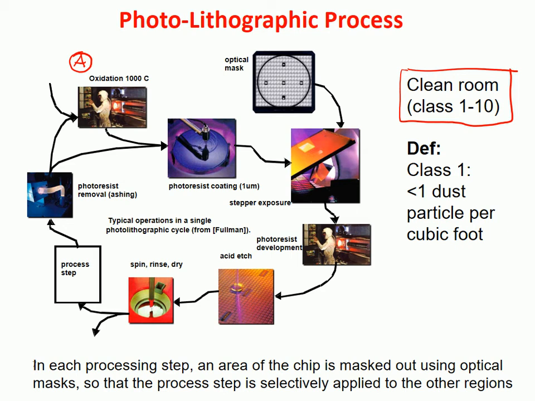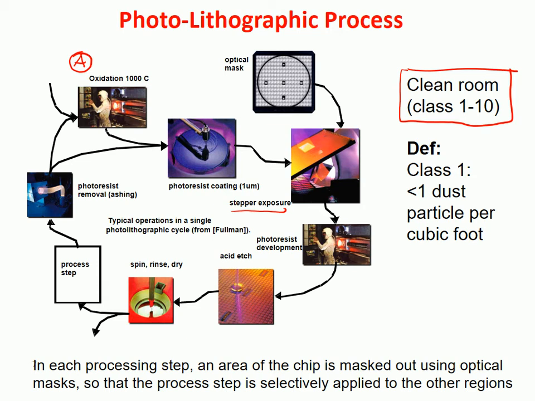Then we have a photoresist coating. Some photoresist, which is a special polymer sensitive to light, is placed on top of the silicon wafer, in a very thin layer of about 1 micron. And then we have the main photolithographic step, the so-called stepper exposure. We have an optical mask which defines one of the layers, one of the symbolic colors that I've shown you before.